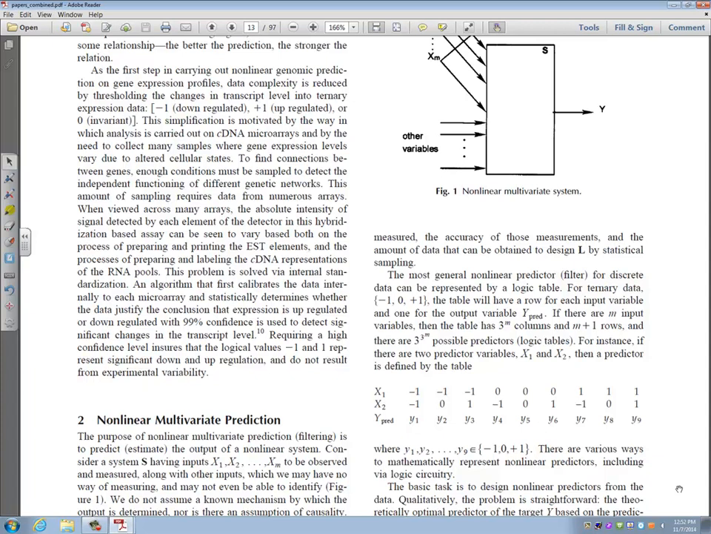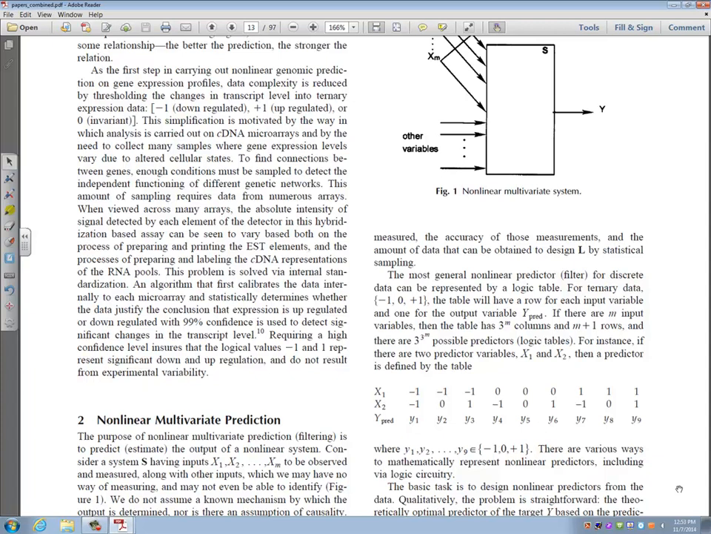So the most general nonlinear predictor or filter for discrete data can be represented by a logic table, because here everything is discretized. For ternary data, you have three possible levels for each variable, -1, 0, +1. The table is going to have a row for each input variable, like x1, x2 here, with all the different possibilities, -1, 0, and 1, and one row for the output variable. So if there are m variables, because here it is ternary, you are going to have 3 to the power of m columns, because there will be 3 to the power of m possible combinations that you will get using these variables. And there will be m plus 1 rows, one row corresponding to each variable, and then the final row for the output that you are predicting, all right?